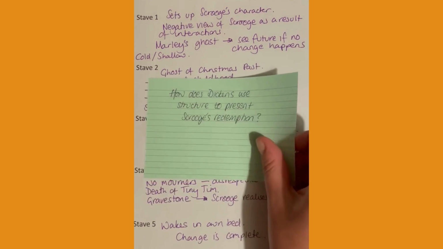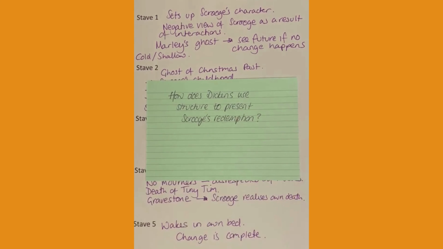So the question you need to answer, and it's about 2 paragraphs: how does Dickens use structure to present Scrooge's redemption? Once you've written down your ideas, please do hand it to your teacher, and I'm sure they'll be happy to mark it for you.